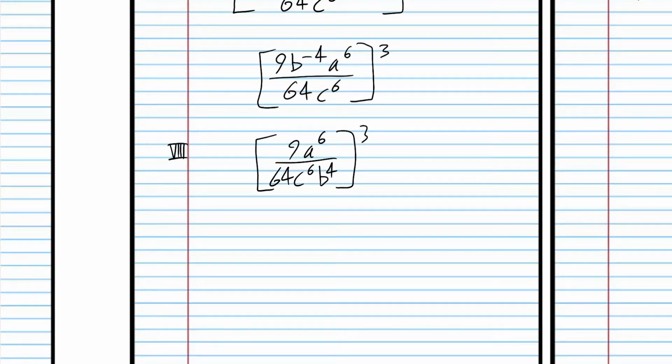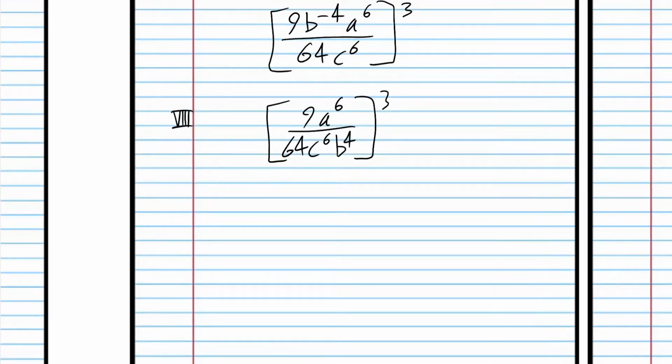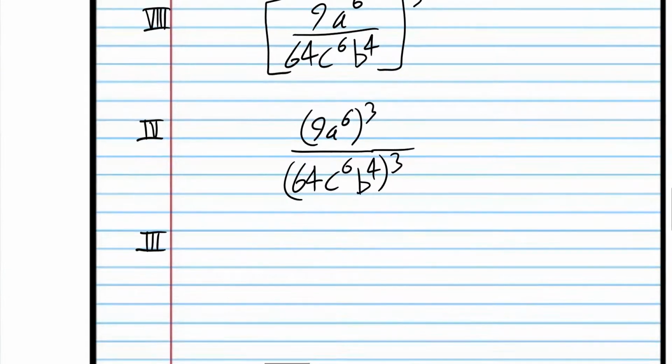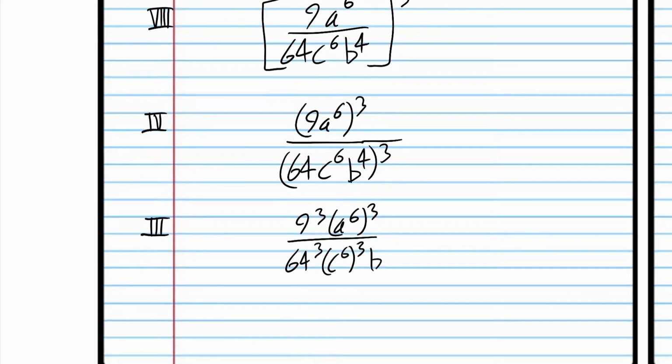So now we're raising a fraction to a power, so we're going to have to use rule number 4. You take the numerator and raise it to that power, and then divide that by the denominator raised to the same power. But now we're going to have to use rule number 3 because we have products raised to a power, so we have 9 to the 3rd power, a to the 6th to the 3rd power, over 64 to the third power, c to the sixth to the third power, and b to the fourth raised to the third power.